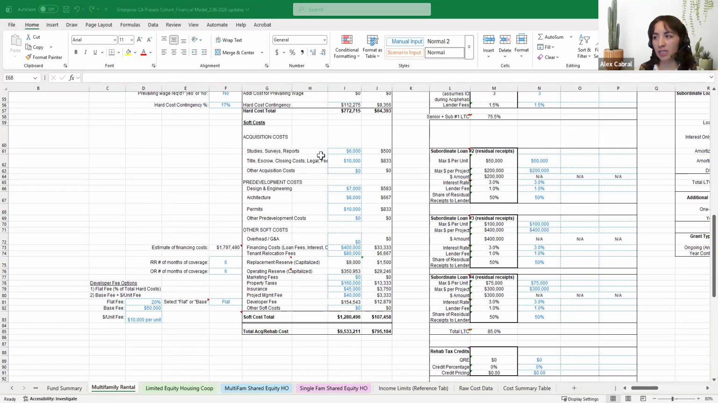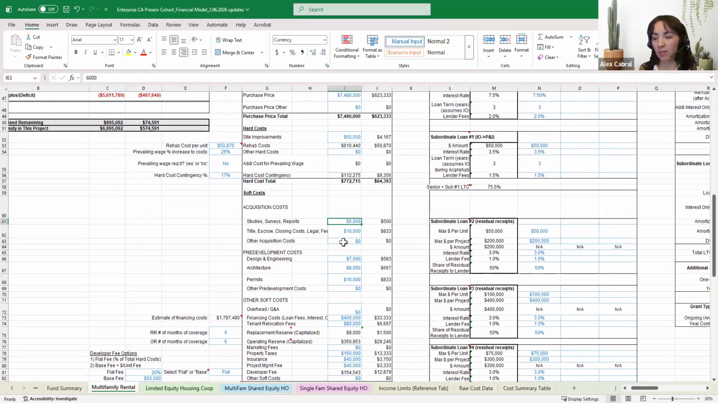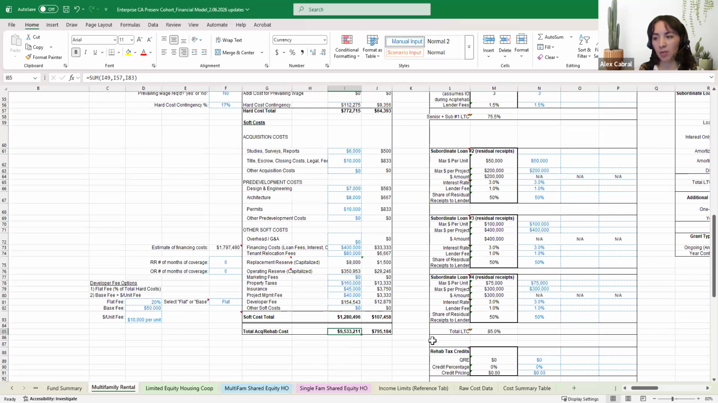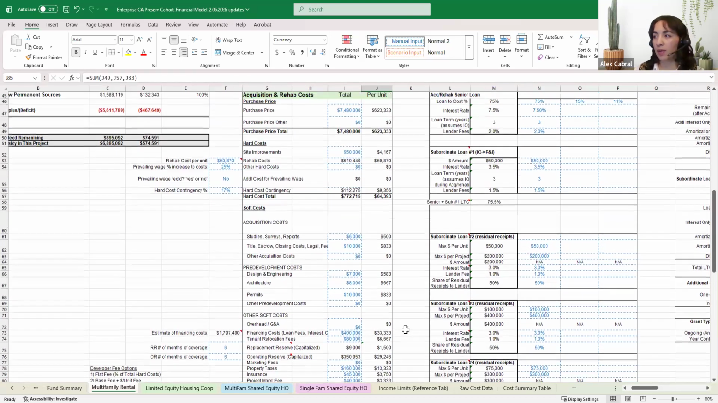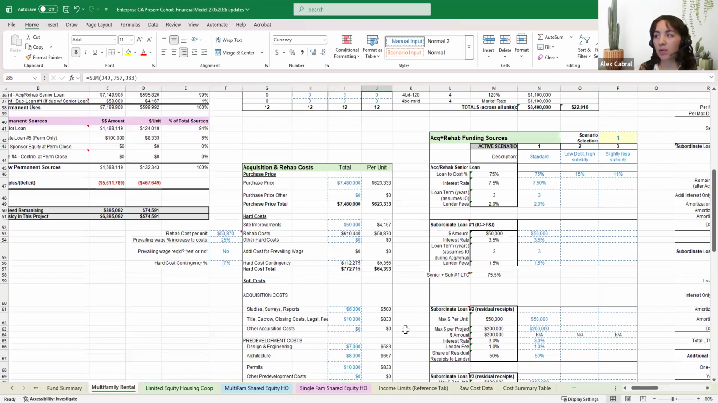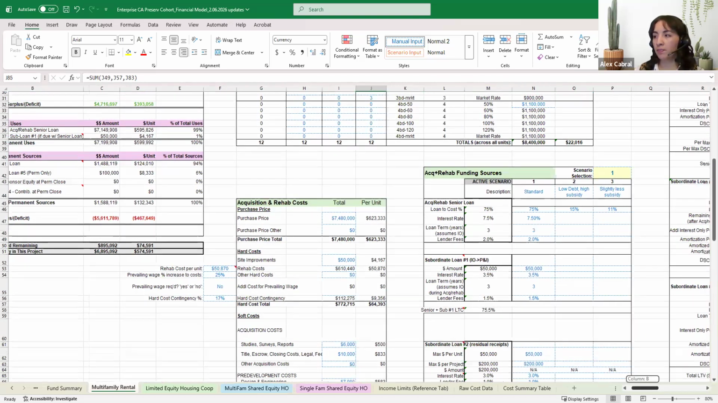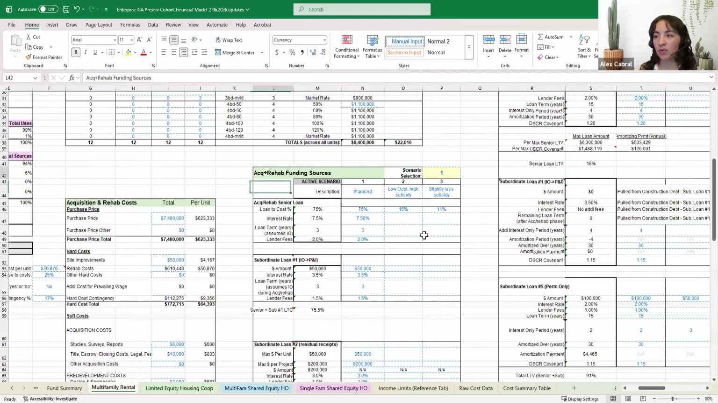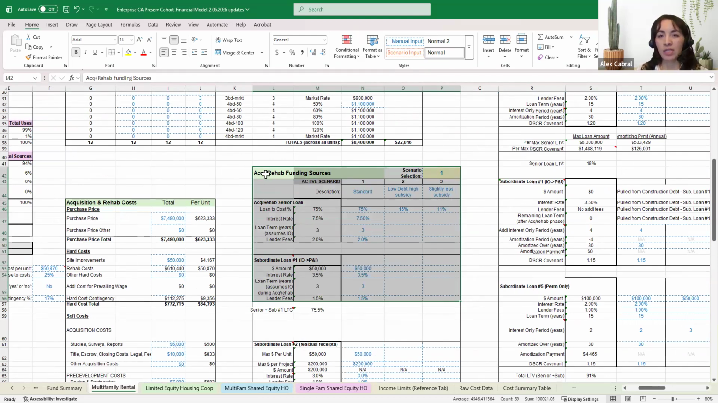So now let's say we've filled out all of our project costs. We get a project cost of 9.5, which comes to 795 per unit. Oof. Okay. Then we're going to go to the acquisition and rehab funding sources table. Now this table represents the funding sources that will fund the costs in the acquisition and rehab phase.